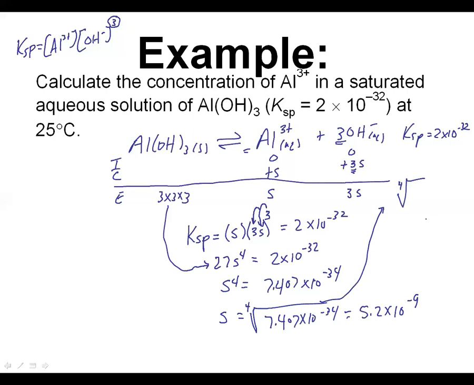Now, some people on their calculators do have a button for this, which obviously you can use. If you don't have that button or are not sure how to properly use it, you could take the number we had, 7.407 times 10 to the minus 34, hit your caret button, open a parentheses and do 1 divided by 4. And that will do your 4th root for you. Or you could do 1 divided by 2. Technically, it would do your square root. 1 divided by 3 would do your cube root, and so forth.